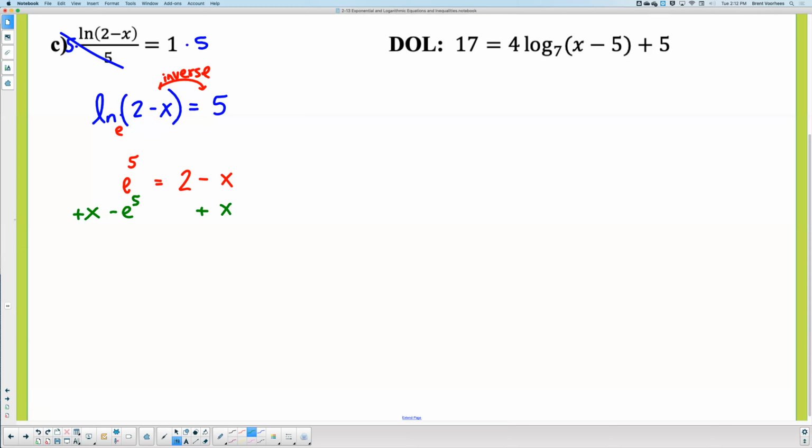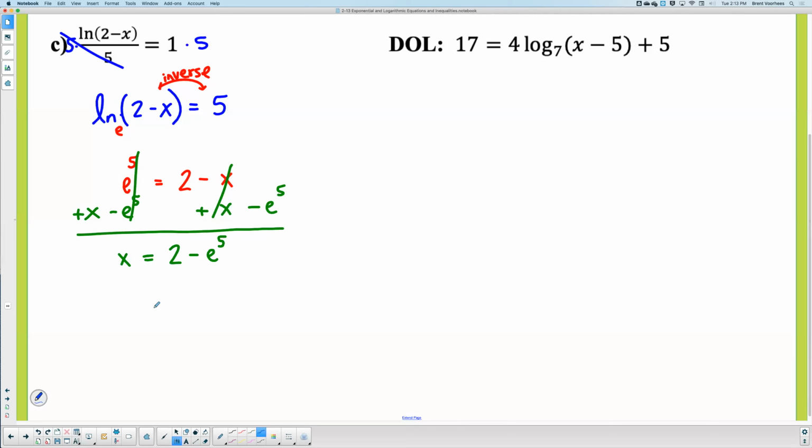I'm going to move two things around at once here. So I'm going to subtract e to the 5th. Here's what's going to happen. These will simplify. These will simplify. So what is my answer going to look like? Do I need to write plus x? No. Just write x equals 2 minus e to the 5th power. Good. That's the exact answer.